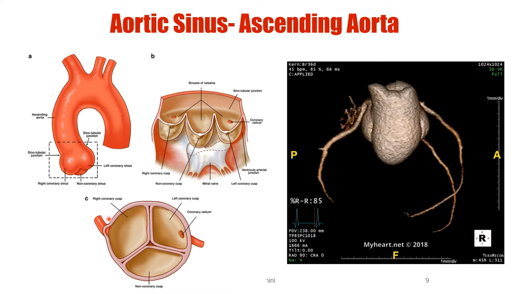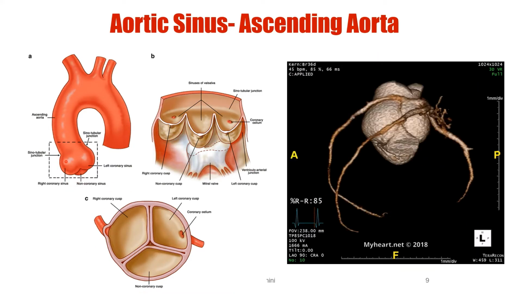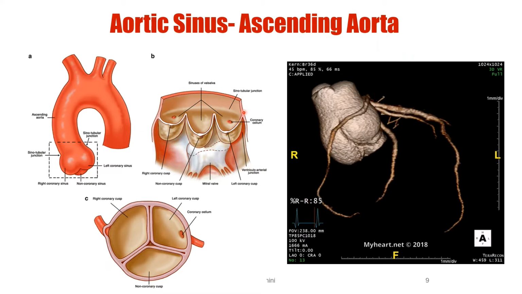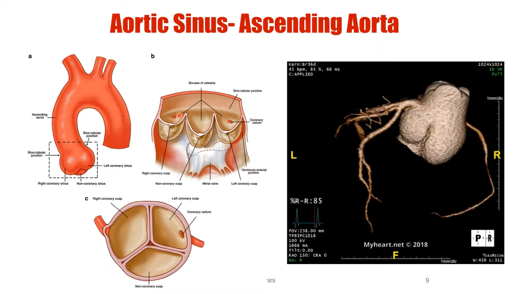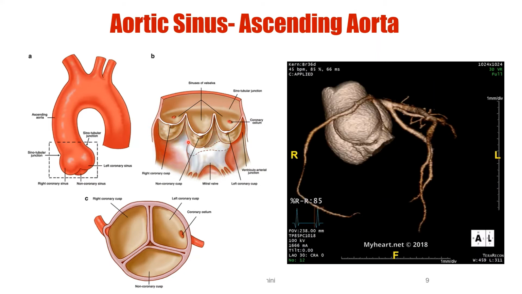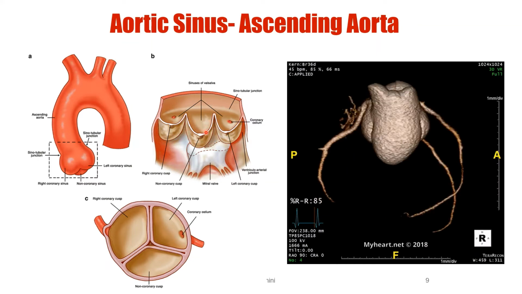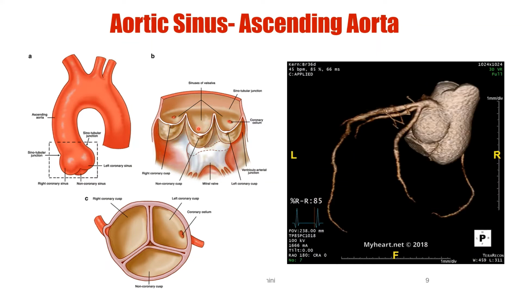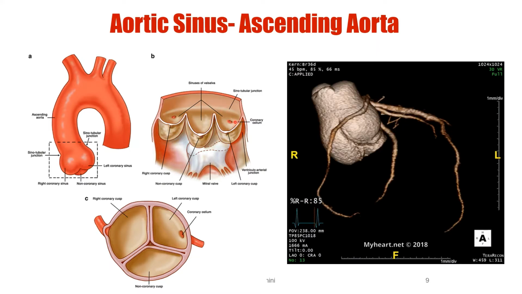In this image, we can see again the ascending aorta and the aortic sinuses. If you cut this open, you will see this image. This is the opened interior aspect of the ascending aorta, where you can see these flaps. These flaps are actually the cusps, and above the cusp, this space is called the sinuses. So above the sinuses we have the origin of these arteries. You can see the openings of the coronary arteries.